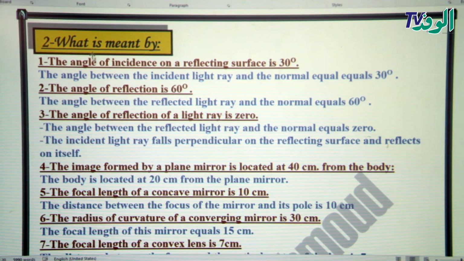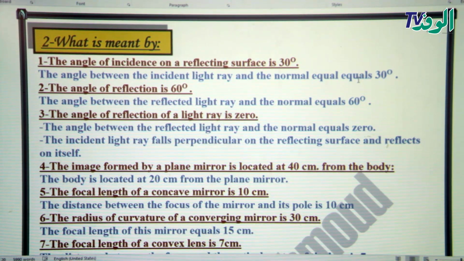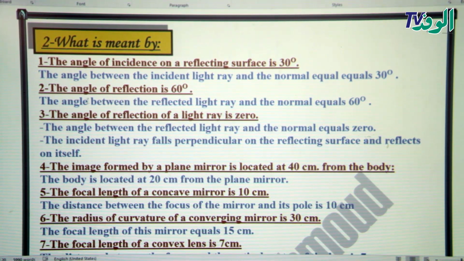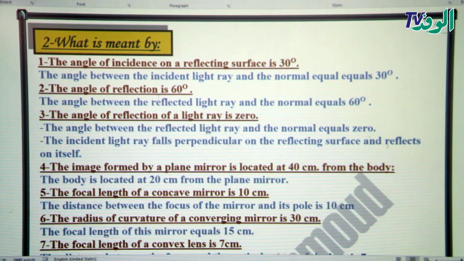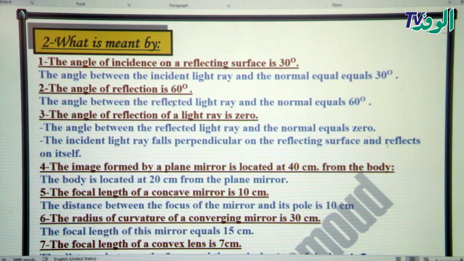What's meant by the angle of incidence of the reflecting surface equal 30? Of course, it's a definition. That means that the angle between the incident light ray and the normal equals 30. What's meant by the angle of reflection equal 60? That means that the angle between the reflected light ray and the normal equals 60 degrees.